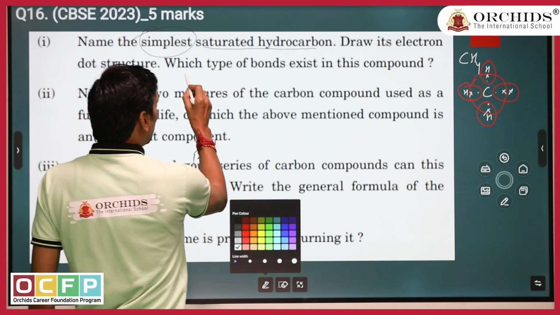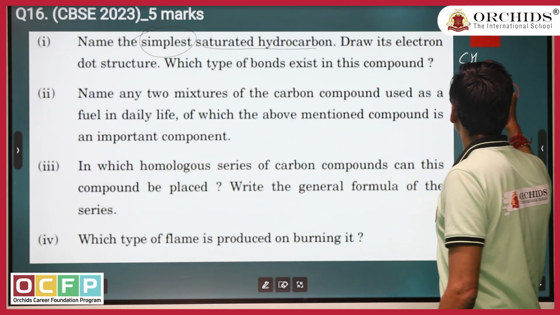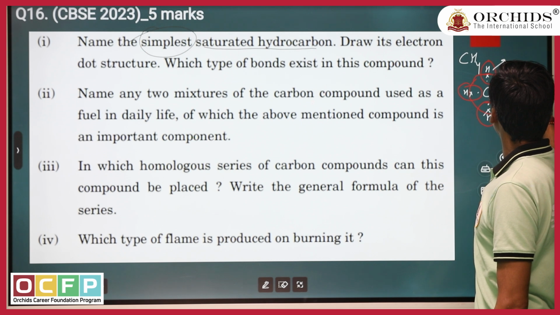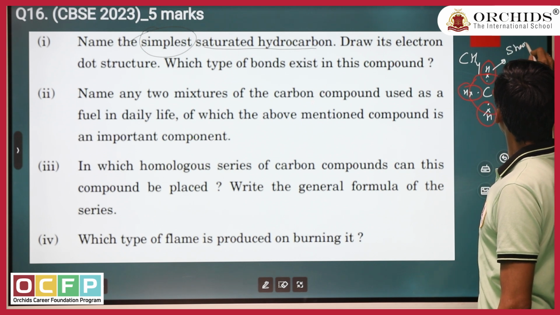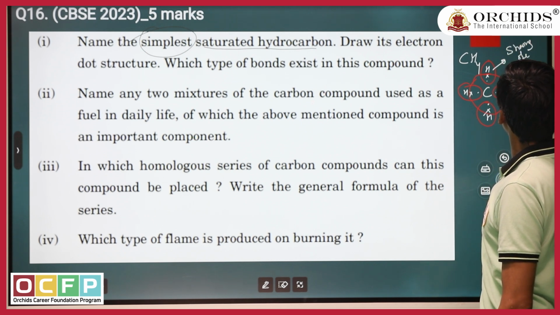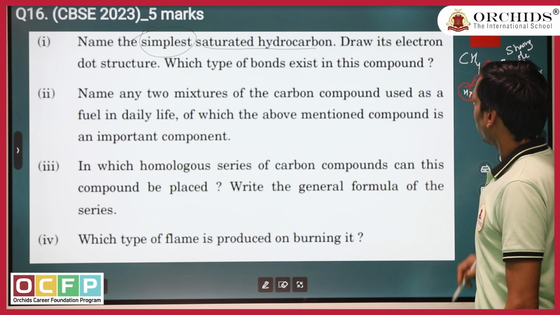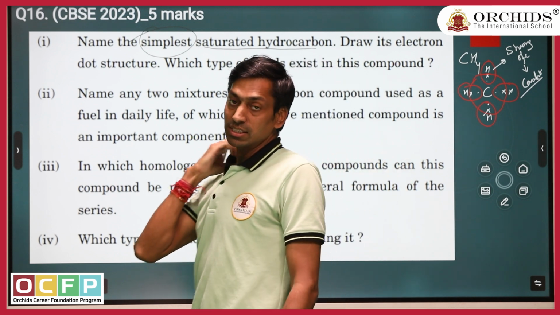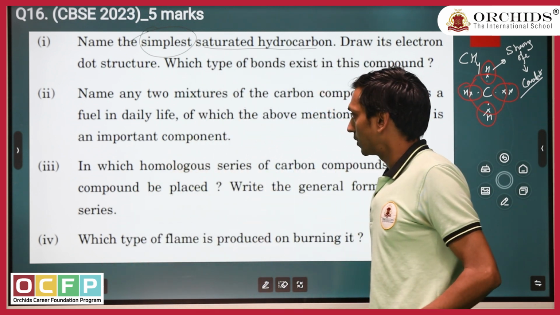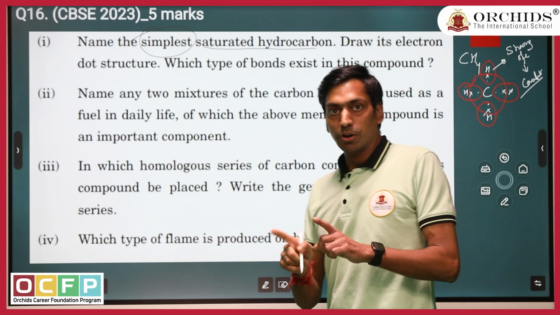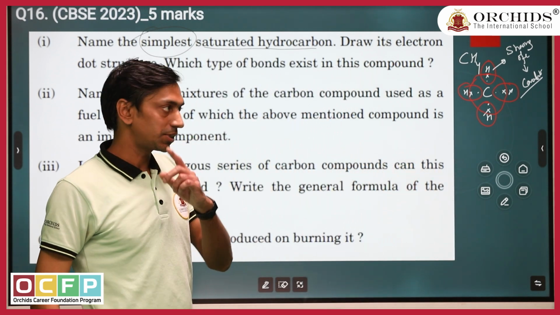And which type of bond exists in this compound? As you can see, there is a sharing of electrons. Sharing of electrons leads to which type of bond? That is a covalent bond. So the type of bond we are having is a covalent bond, and all are single bonds in this case, as it is a saturated hydrocarbon, and you can see one pair of electrons leads to the formation of a single bond.